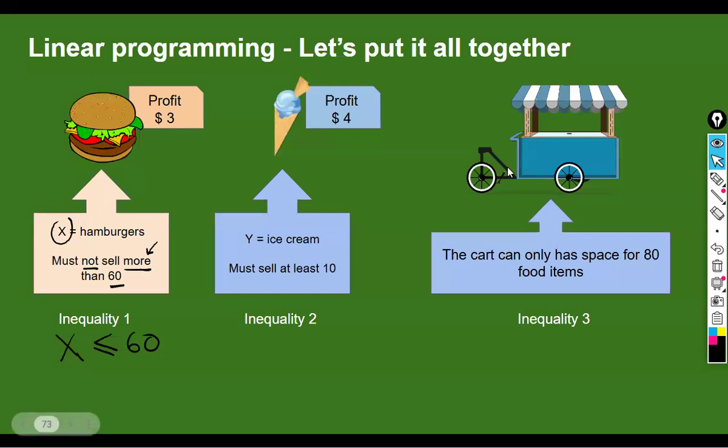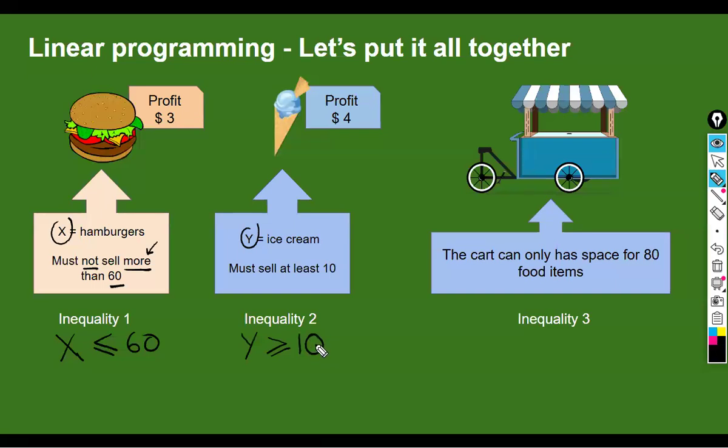The second equation is for the ice cream, where Y represents the ice cream. Don't worry, the examiner will tell you what letter represents what. You must sell at least 10. So if I come and tell you, hey, you have to sell at least 10, that means you have to try to sell 10, 11, 12, 13, 14. Just make sure you sell 10 or more. Therefore, the amount of ice creams has to be more than or equal to 10.